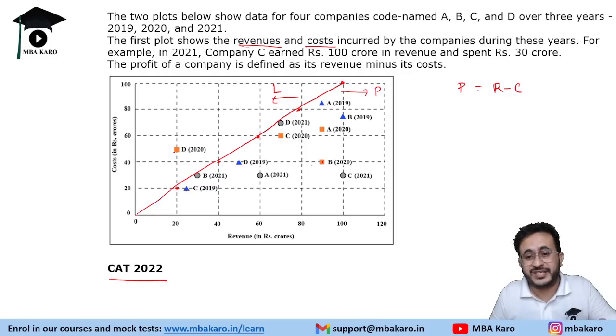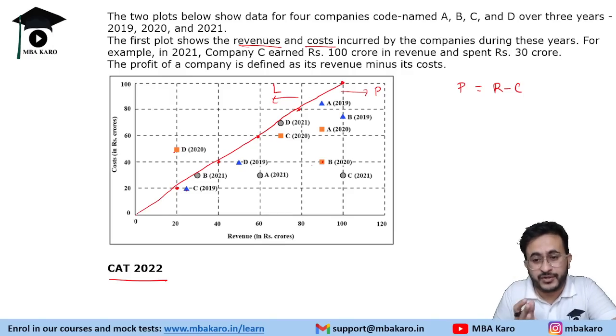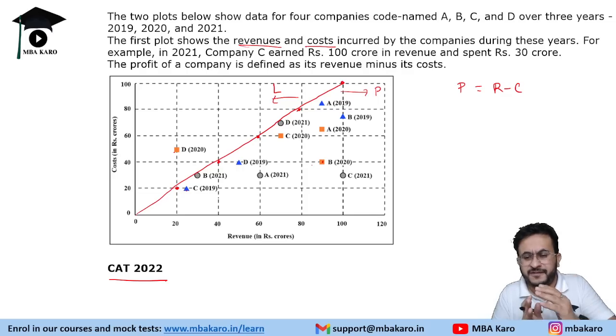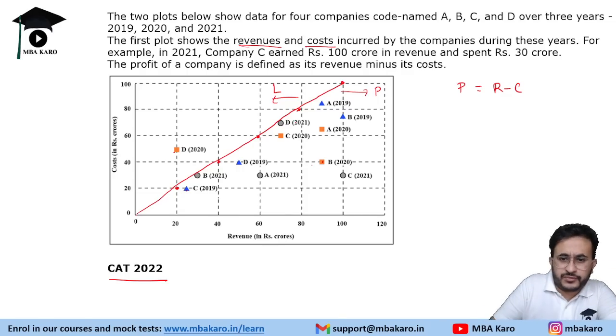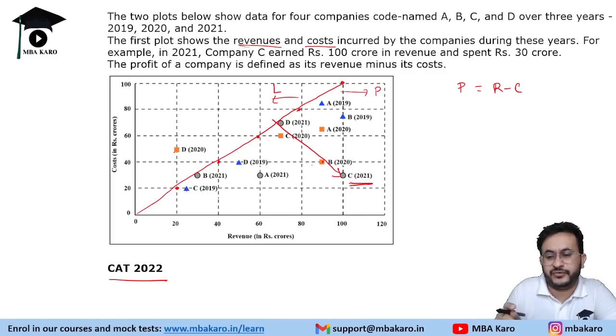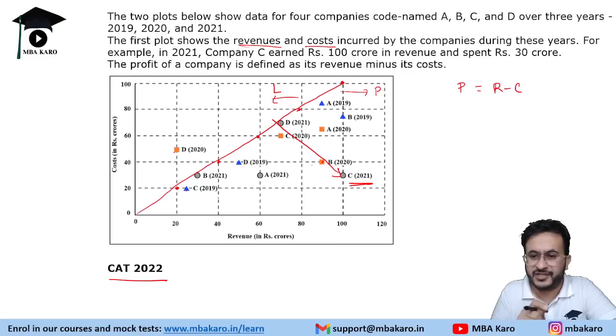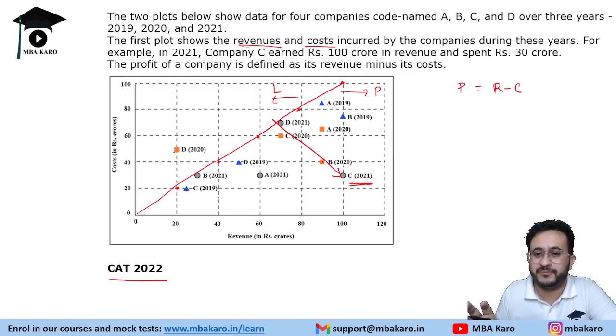But the question was which has the highest profit. Okay, we have to find the highest profit. So we should know that profit is revenue minus cost. If the difference is very high, the profit will be high. Okay, now the distance is the difference. Now, without even calculating anything, I will tell that C in 2021 has the highest profit. If the question is asking which of these has the highest profit, I will directly mark C as the answer, because I know that it is farthest from the profit line.